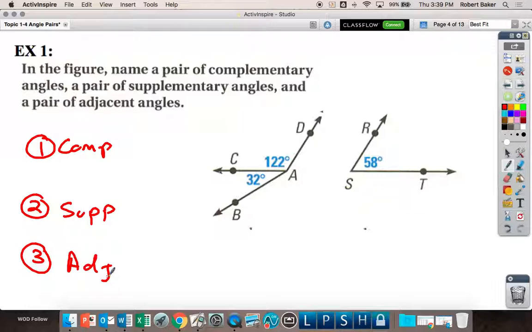1. So you're asking for naming a pair of complementary angles. Who wants to give it a go? Go ahead, Carlos. 32 and 58. Those aren't names. So Carlos is going to name the 32-degree angle and the other angle. Angle CAB and angle RST. Happy? I'm happy because that gets you credit. You would be unhappy when you lose credit for saying that, right?